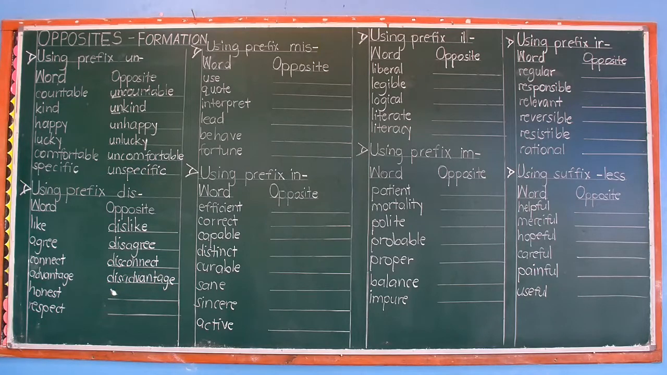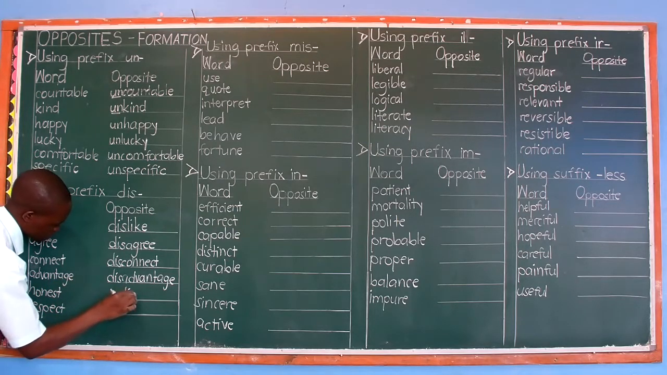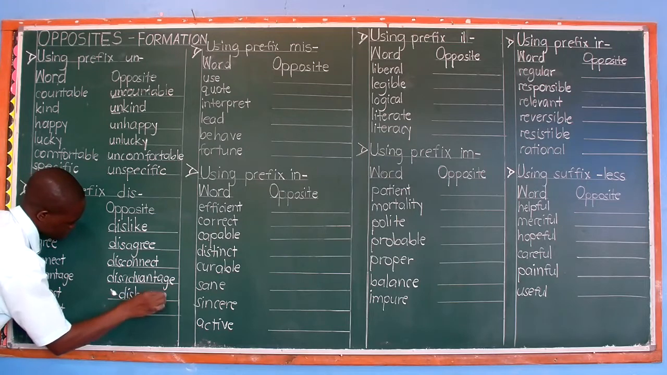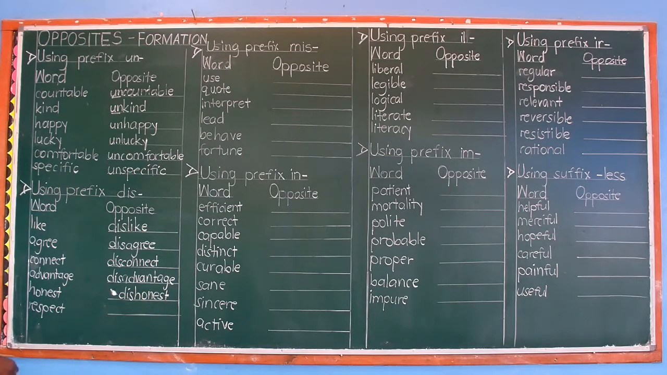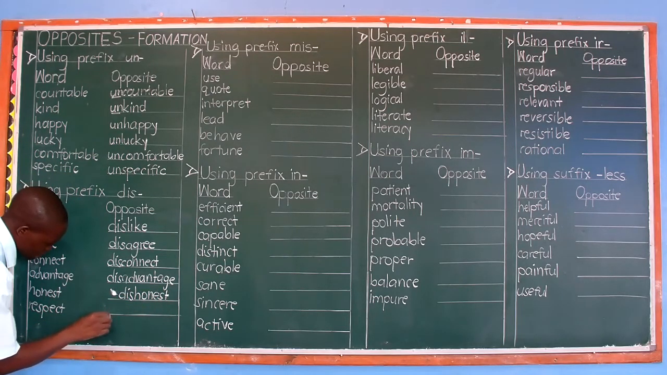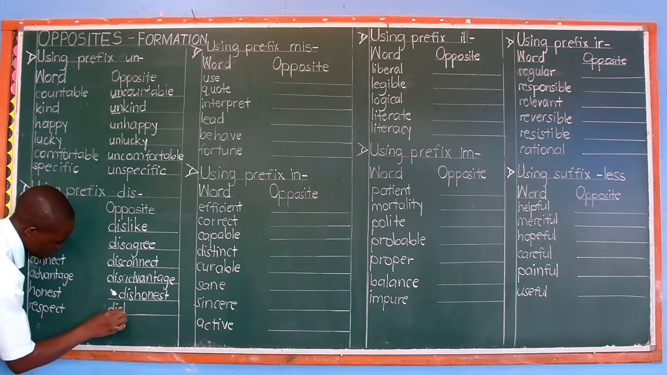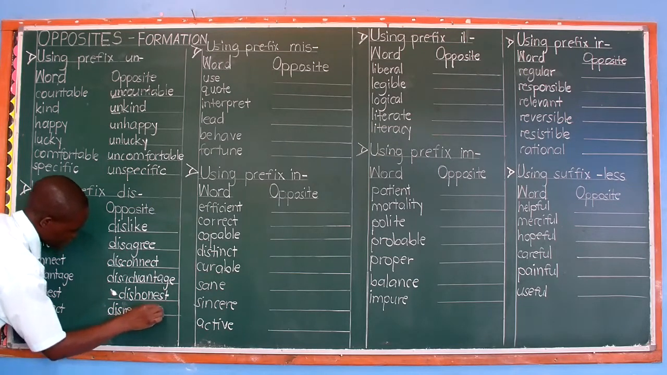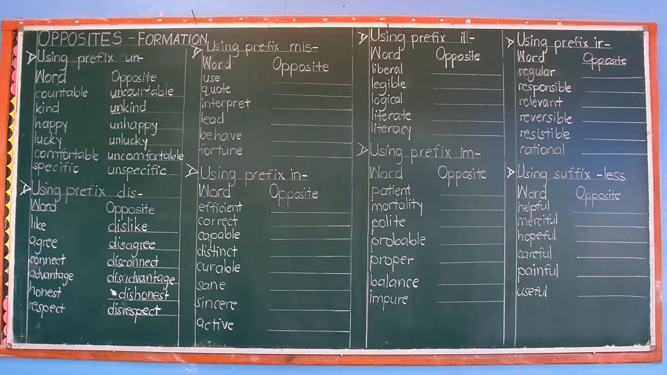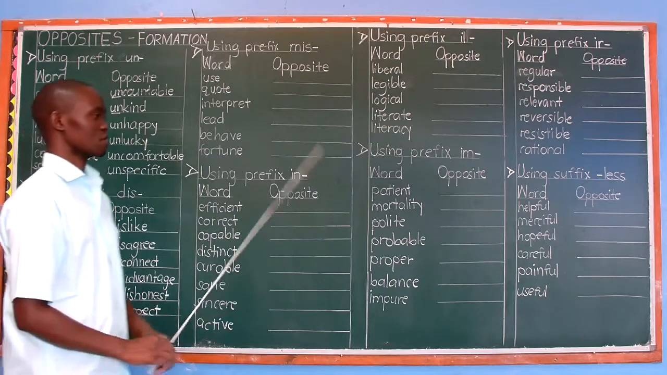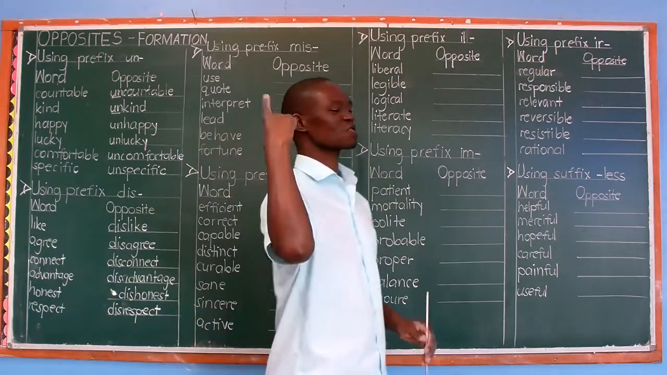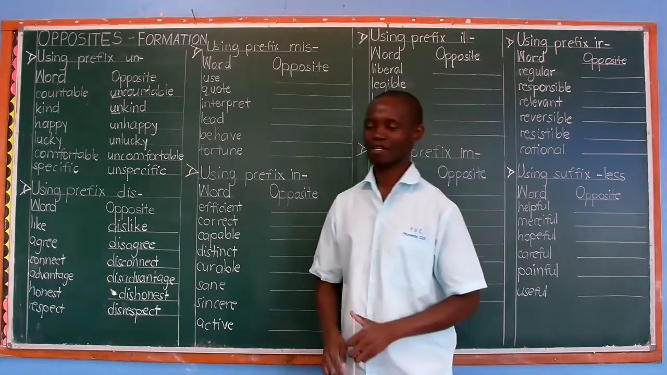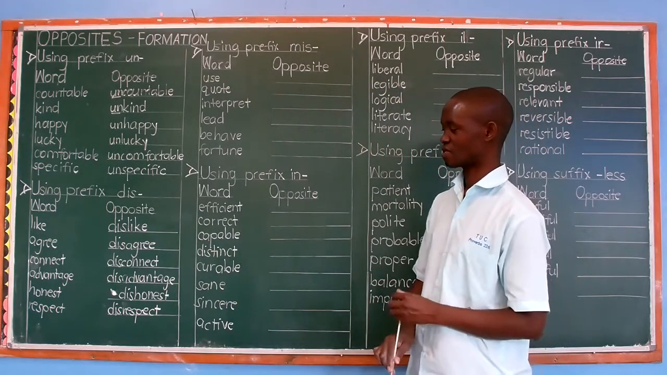Second last in this list. Honest. The word is not hop. Honest. If you're not honest, you are dishonest. Dishonest. Lastly, respect, which is a verb, is either disrespect, a verb, or disrespect, a noun. In the noun, the tone rises a bit. Disrespect. Then in the verb, the tone lowers a bit.